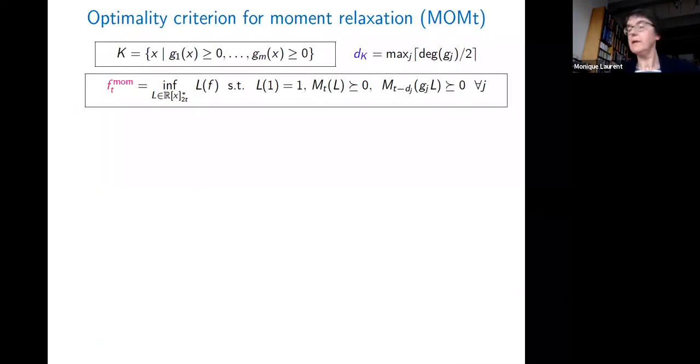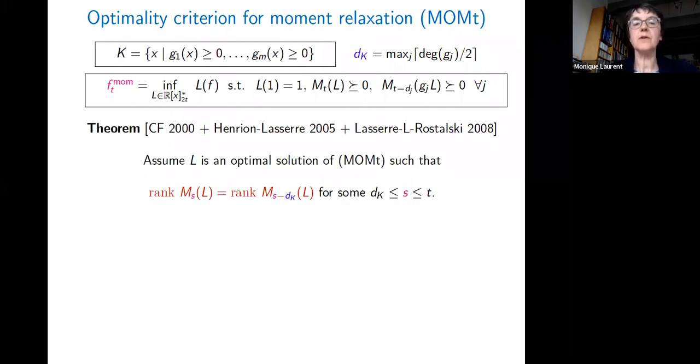So let me mention this optimality criterion. You solve the moment relaxation of order T. I've just repeated the bound. And what the optimality criterion says is the following: let L be an optimal solution to the moment relaxation of order T and assume that it satisfies the flatness condition. Then, in view of the result of Curto-Fialkow, what you can conclude is that the relaxation is actually exact. It's not only a lower bound for the minimum of f, it's actually equal to the minimum of f. So we have found, at order T, the minimum of f.